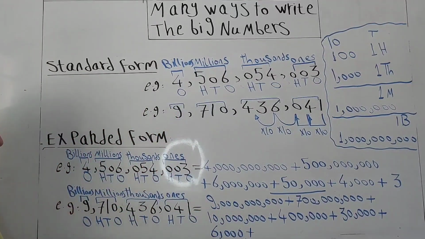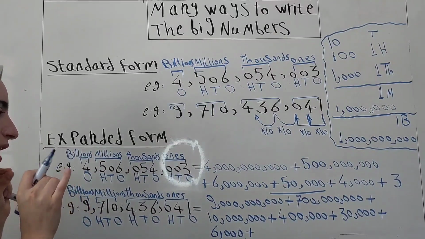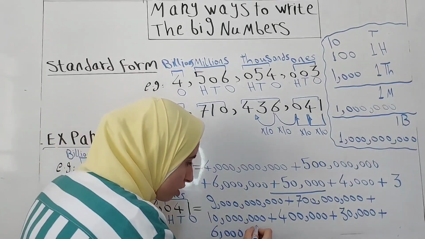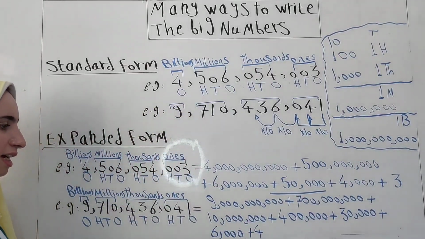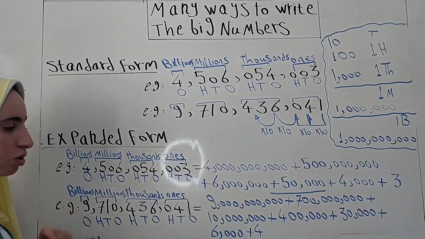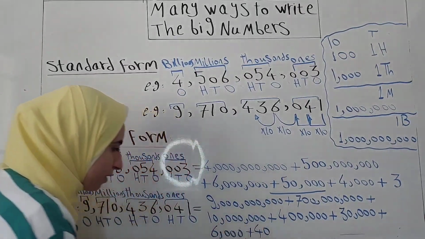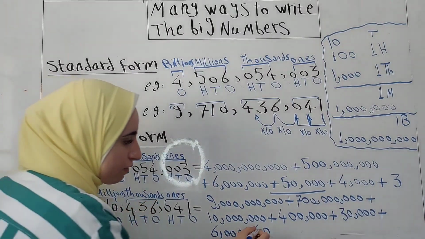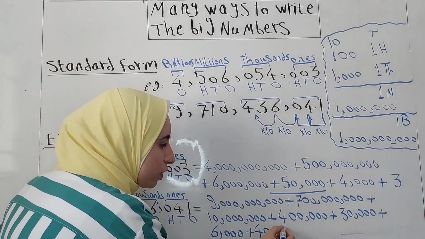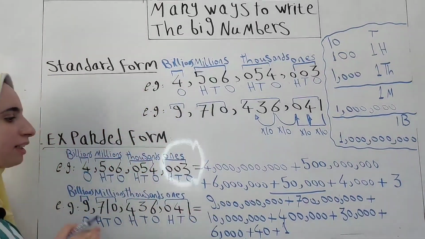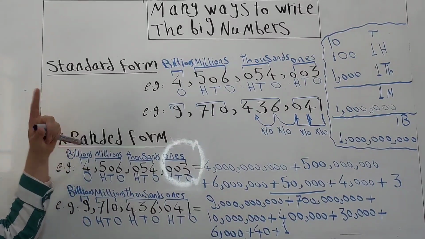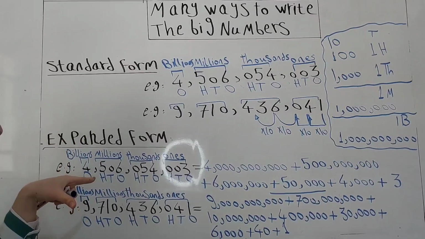The next digit is 0. The value for the digit 0 is 0. We don't write anything. The next digit is 4. 4 is in the 10 place. So we write 40. And the next digit and the last digit is 1. If the digit is in the ones place, we write 1 and don't write any zeros. That's how we can write the number from the standard form to expanded form.